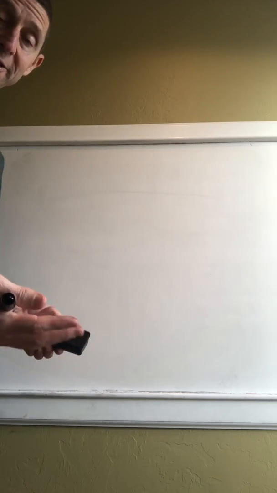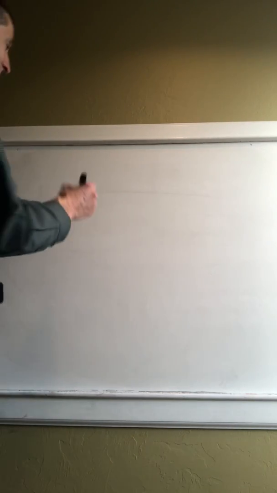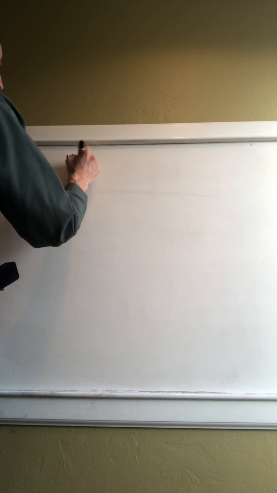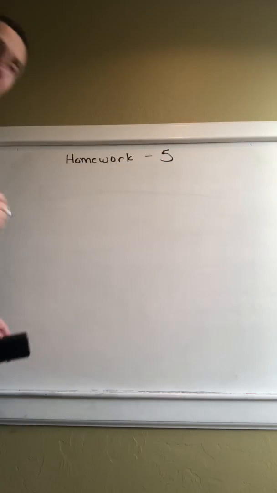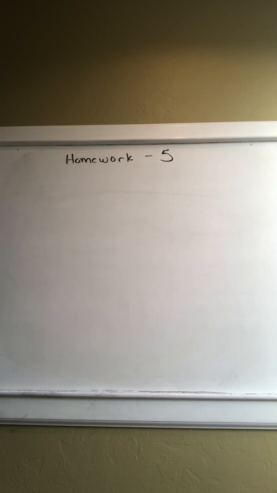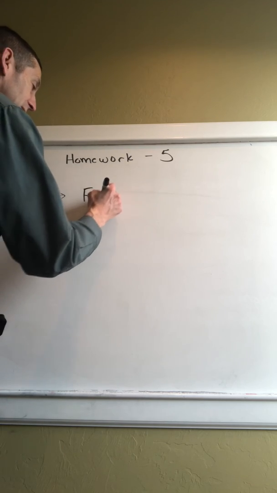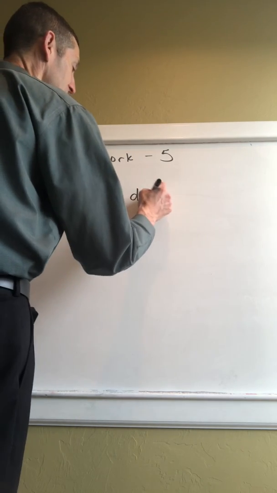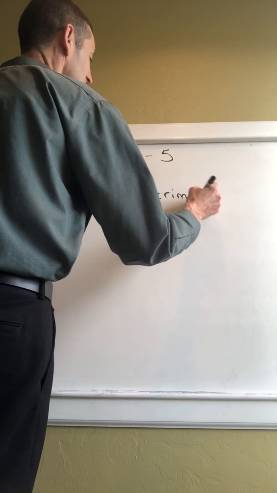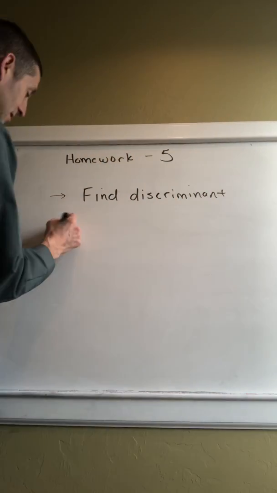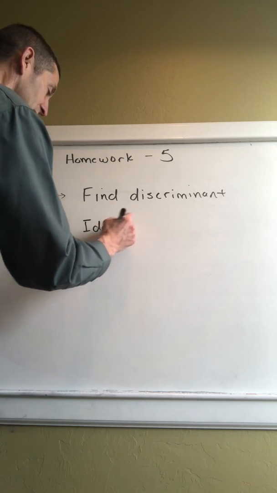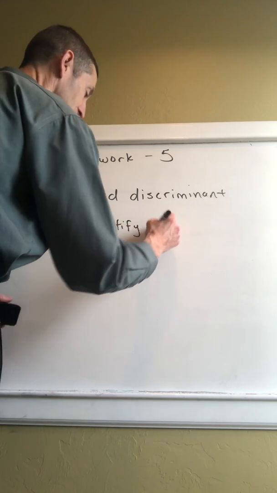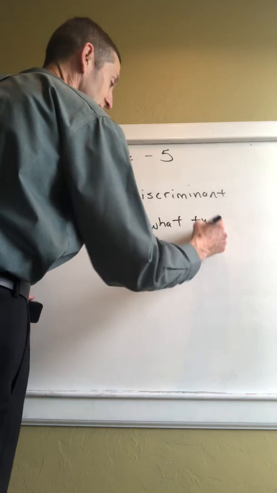A little shorter questions today. I know that makes you guys happy. So let's run it. For homework 5. So for homework 5, you got to do 2 things. You got to find the discriminant, and then you have to identify what type of solutions.